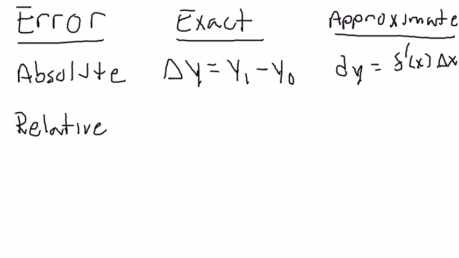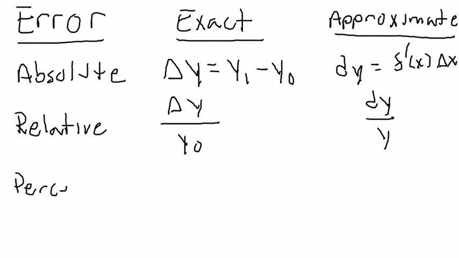Or is it a small error? If you're paving hundreds and hundreds of feet of pavement, 1 inch is a pretty small error. But if you're 1 inch off and you're making an iPhone, that would be a huge error. So the relative error is going to be the absolute error over the expected value. The approximation of that would just be dy over y. And then we can talk about percent error. The percent error is that relative error times 100. So delta y over y sub 0 times 100.